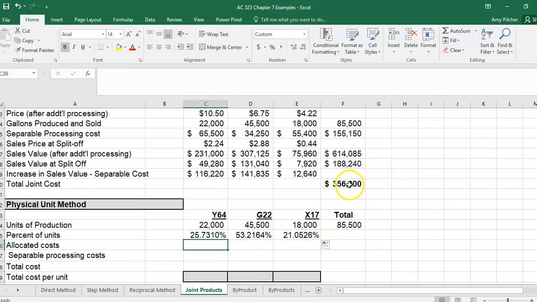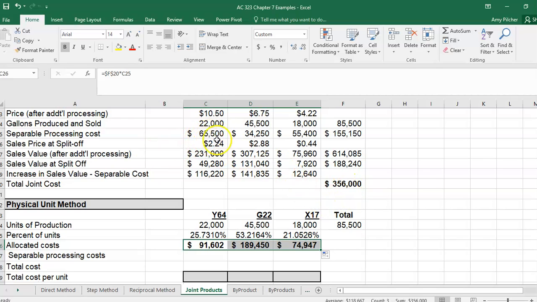And our total cost to allocate is 356,000. So we take our 356,000 times our percentage of total units to allocate the 356,000 in joint costs.